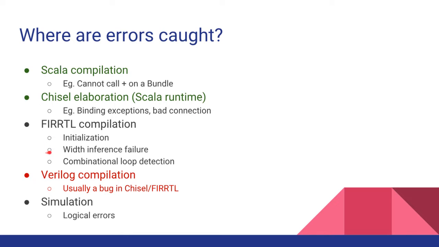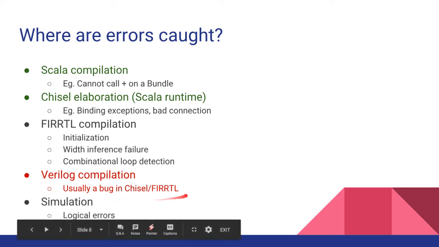It'll error if there's a width inferencing failure, like you have some weird setup where it can't infer the width of something. A good example of this is if you have a top level input and you don't declare a width, we have no idea what you wanted there, so it errors. Another one is combinational loop detection. So we don't allow combinational loops in the hardware, and because we can't deal with it, FIRRTL will error on that.